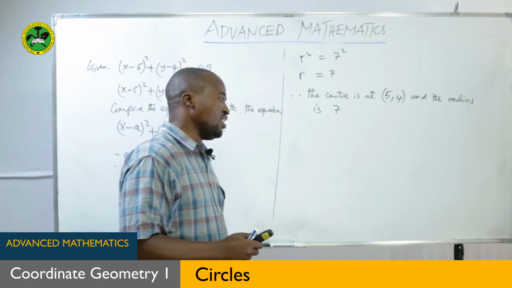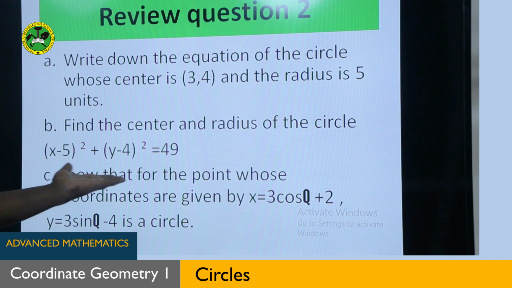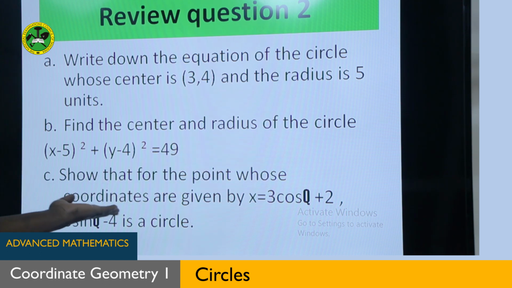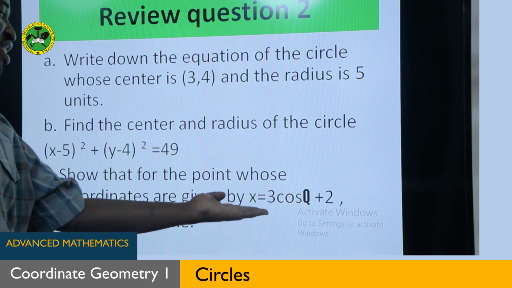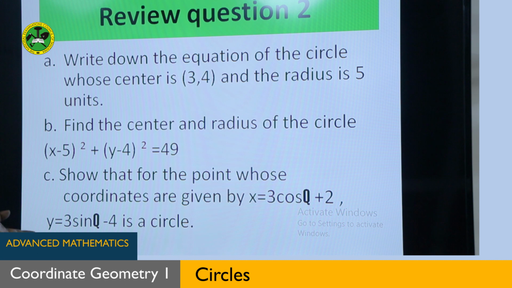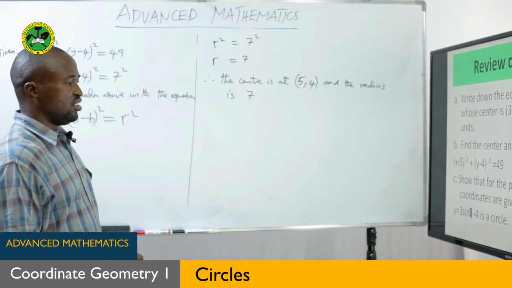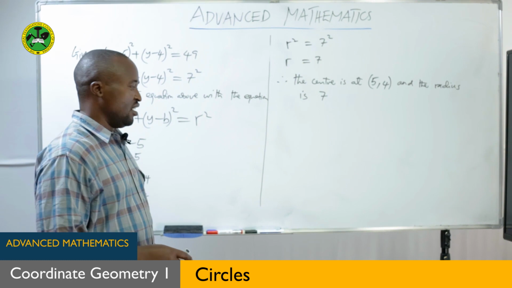So again, let us proceed with question 2c. Show that the point whose coordinates are given by x is equal to 3 cos q plus 2, and y is equal to 3 sin q minus 4, is a circle. So this time we have trigonometric ratios.